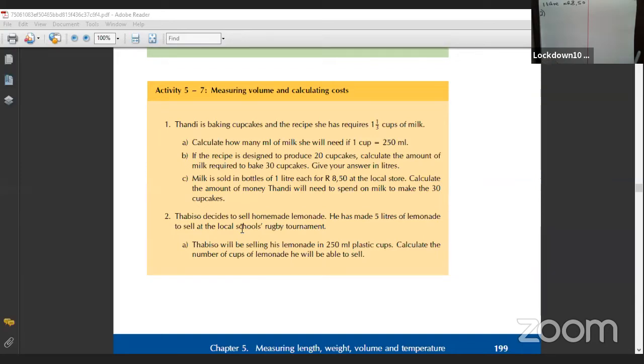Question number two is asking us, Tabiso decides to sell homemade lemonade. He has made 5 liters of lemonade to sell at the local school's rugby tournament. As soon as I have my information, I usually want to write it down in case I need it later. So I know Tabiso has 5 liters of lemonade. Tabiso will be selling his lemonade in 250 milliliter plastic cups. Calculate the number of cups you will be able to sell.